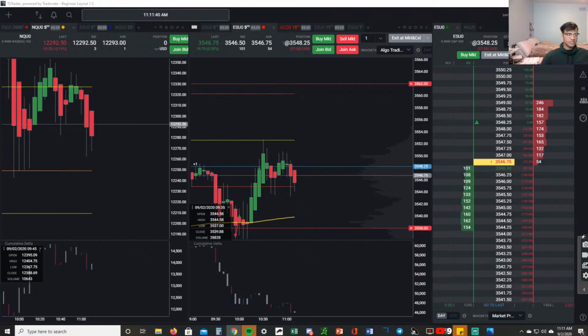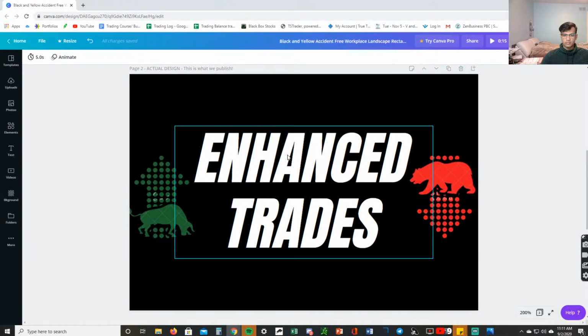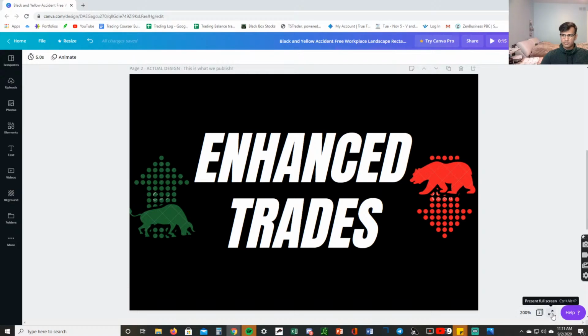So Enzo, was this the design that you were talking about? Had like the red and green on the sides and enhanced trades in the center? Let me know if this is what you meant. I'll play around with it.